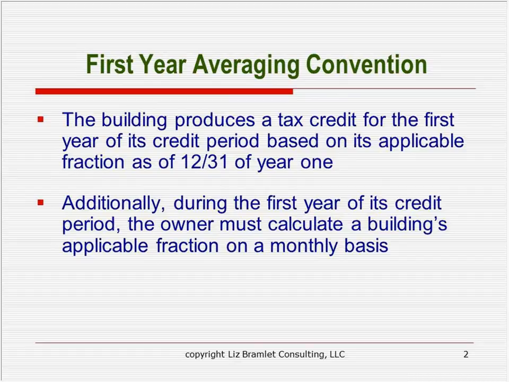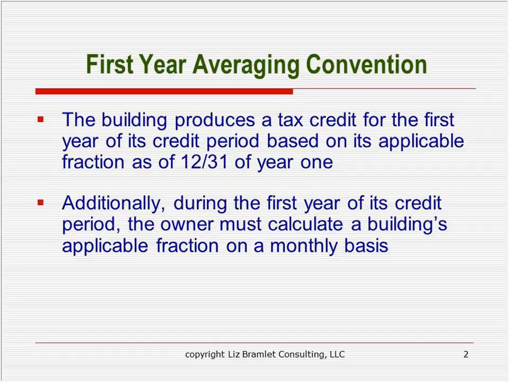What we want to understand is that the first year of the credit period is the critical year for every tax credit building. What you do in year one of the credit period sets the value of the credit for year one and the potential value of the credits for the entire credit period. And part of that is based on this rule we have to implement during year one called the first year averaging convention.